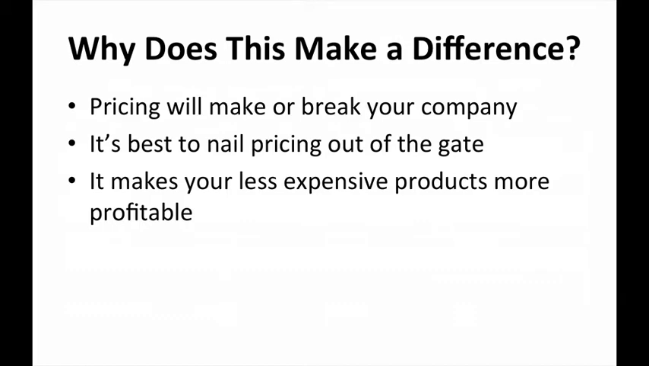So we have a couple of products that are significantly less to produce than our higher priced products. So we price for the higher priced product and we sell a little bit less of a cheaper product, but we make a lot more profit. So it all balances out. So that's why it's super important. Get your pricing right out of the gate and you'll be super successful.